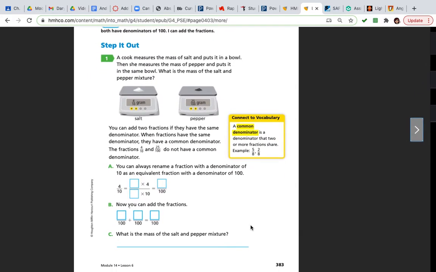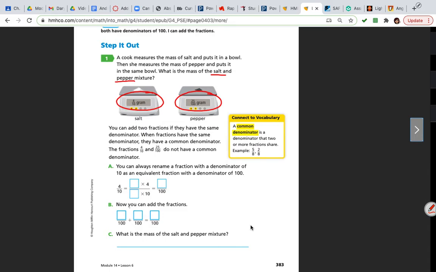Alright, so it says a cook measures the mass of salt and puts it in a bowl. Then she measures the mass of pepper and puts it in the same bowl. What is the mass of the salt and pepper mixture? So we're adding salt and we're adding pepper. So we're going to use these measurements. We have 4/10 and 25/100.